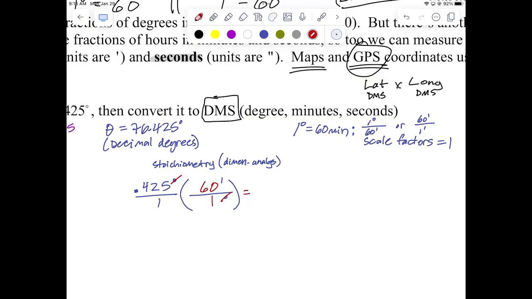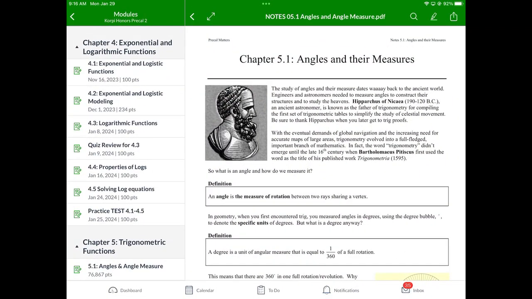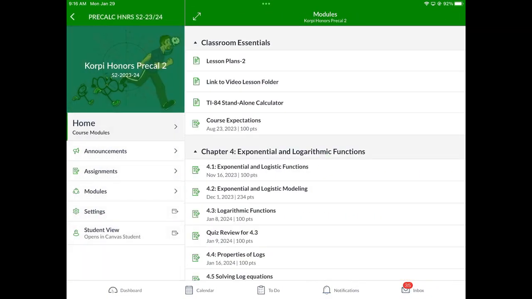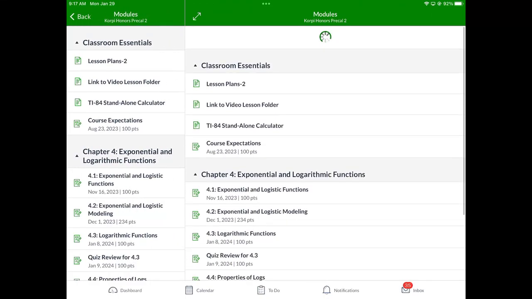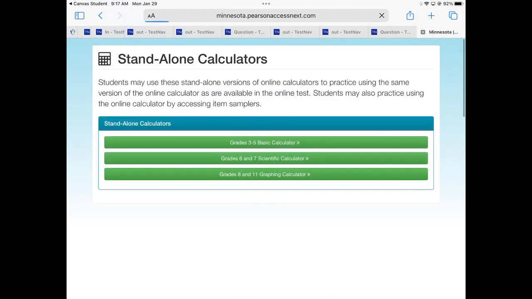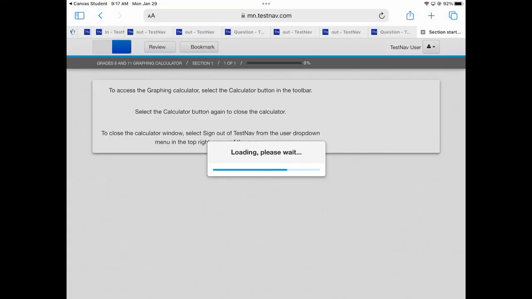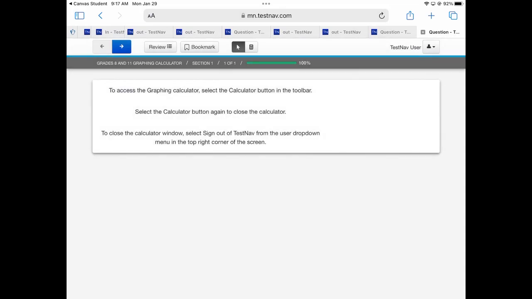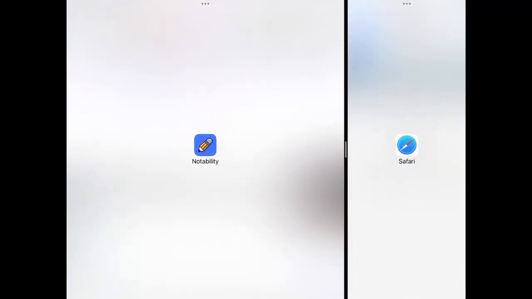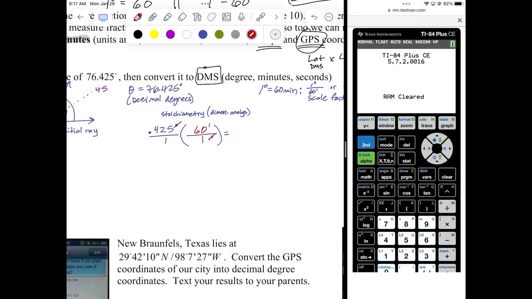Everybody, you can go grab one in the front, or let's use the Minnesota calculator. Oops, that wasn't it. We'll be using the calculator here, so if you want to grab one, you can. They're up there in the front. All right, so we finally got it here.